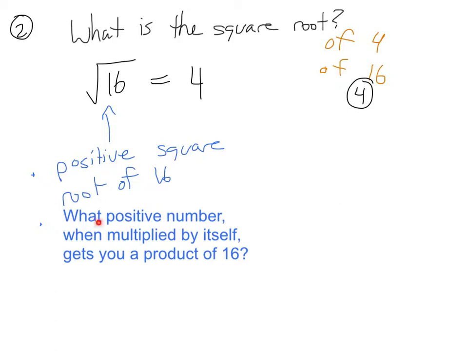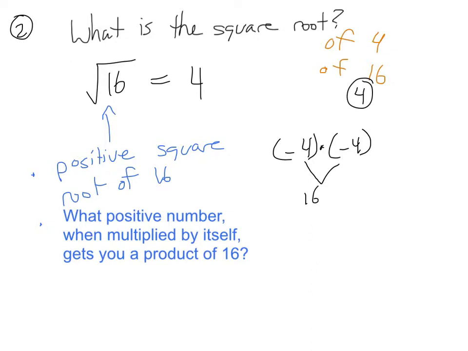Now, why do I say what positive number when you multiply by itself gets you 16? This isn't that complicated, right? It just says, what's the square root of 16? Well, it's 4. 4 times 4 is 16. Well, that is true. But keep in mind that negative 4 times negative 4, well, negative times a negative also is a positive, and it's also positive 16.